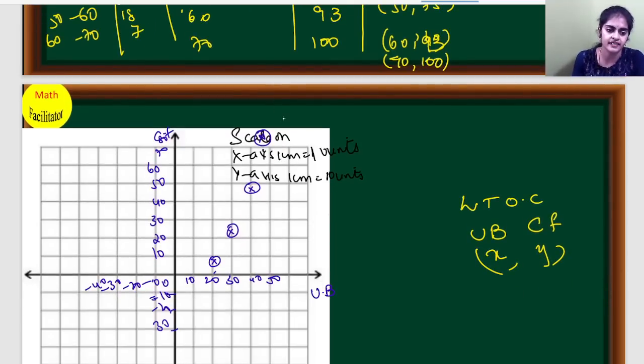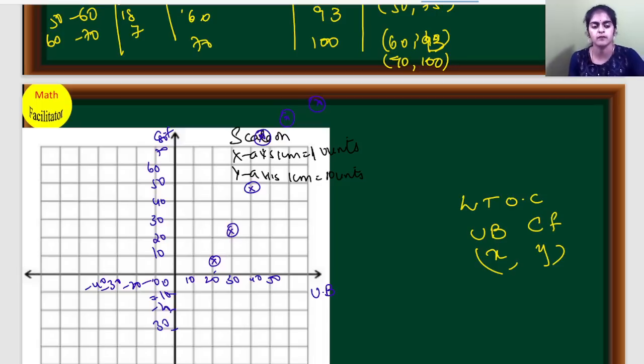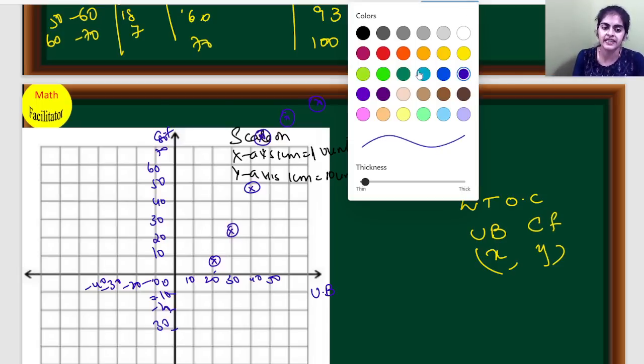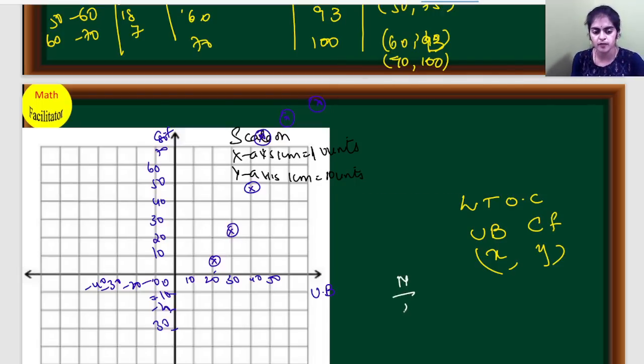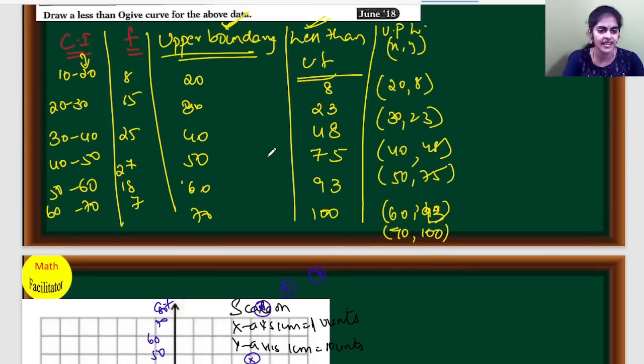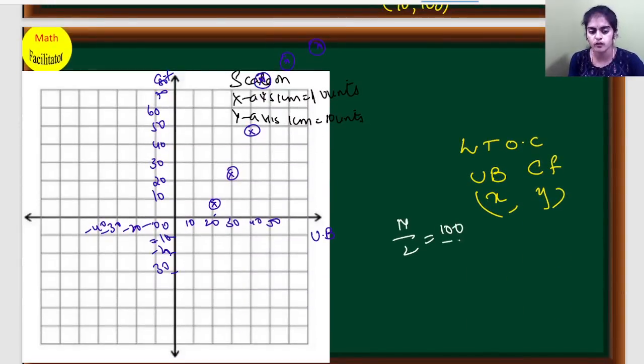So 60 and 93. It's going still up. And 170. So it's going still up. So now how do you find the median from this? Median is nothing but n by 2. What is n value here? N is 100. So 100 by 2 is 50.